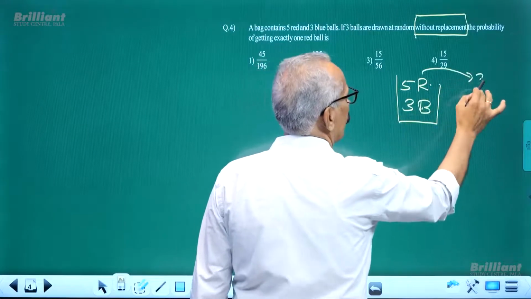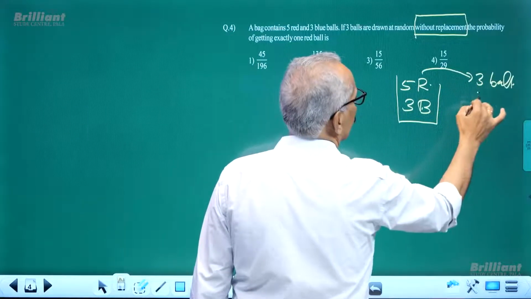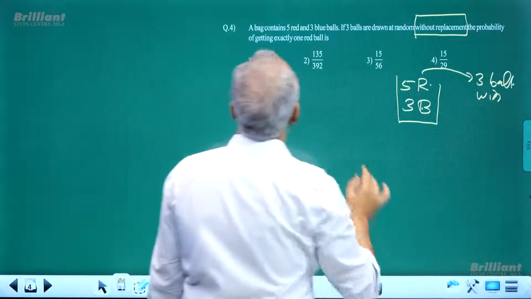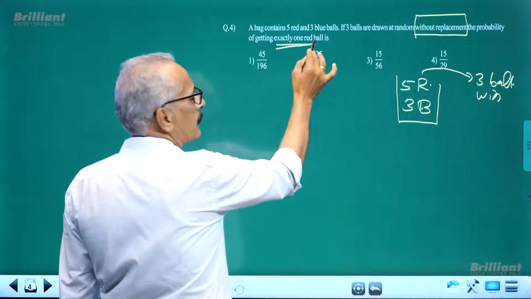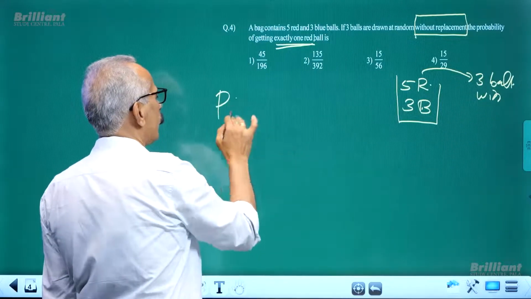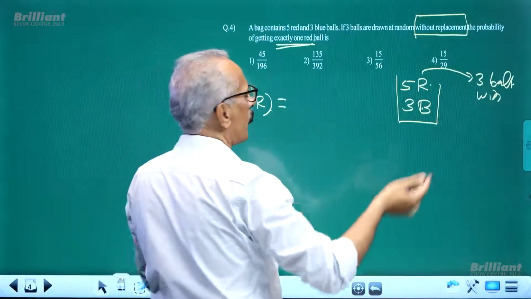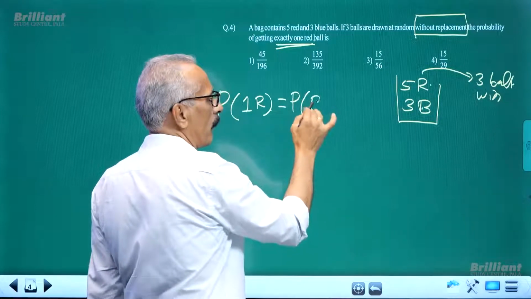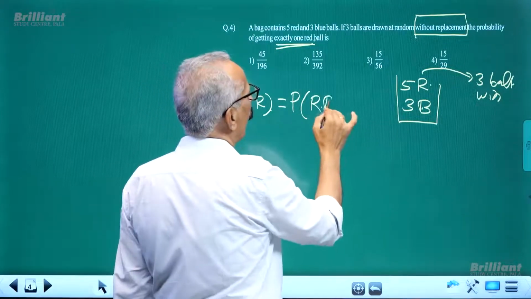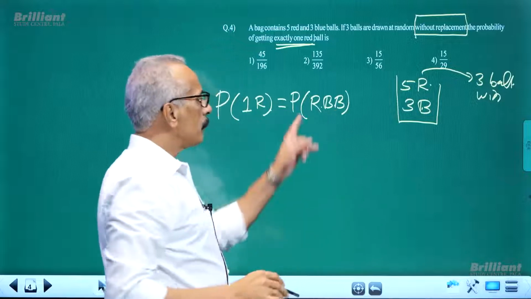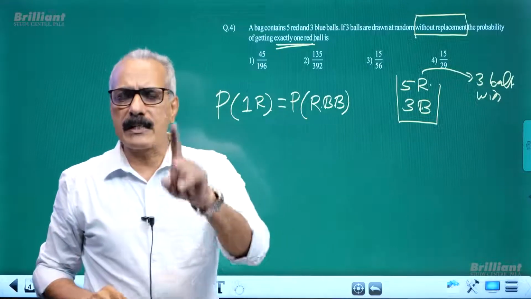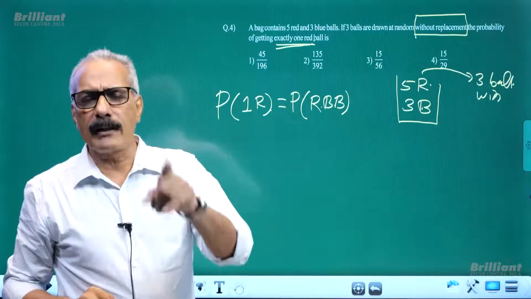How many balls are drawn? 3 balls are drawn, without replacement. Getting exactly 1 red ball means the probability of 1 red and the other 2 are blue balls. What is the meaning of this? First is a red, second is a blue, and the third is a blue.